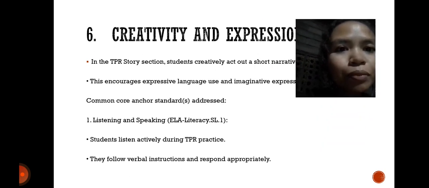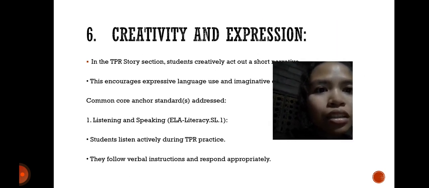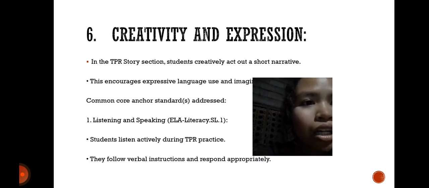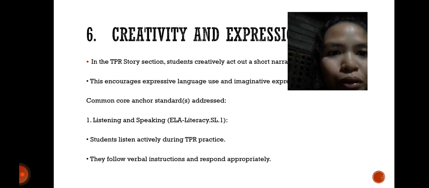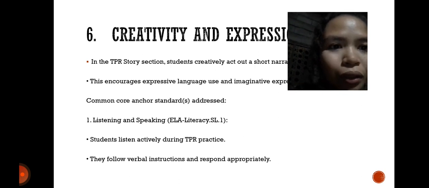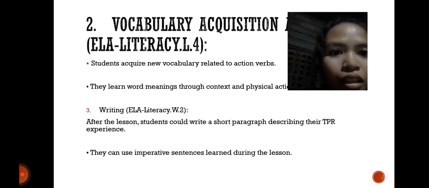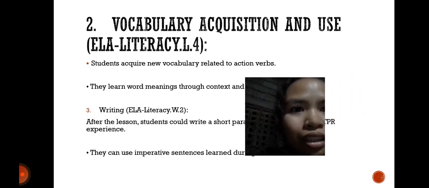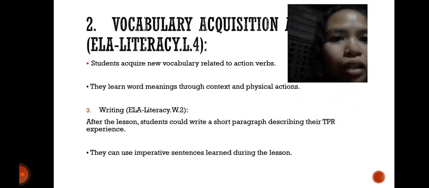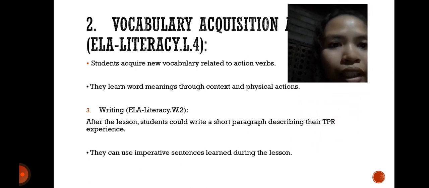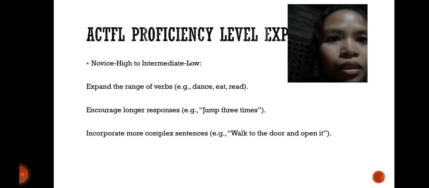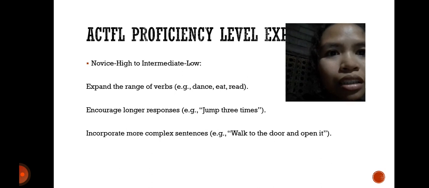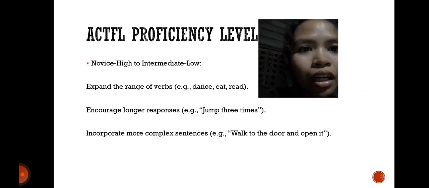Creativity and expression: you will creatively act out a short narrative. Students will listen actively during TPR practice. For vocabulary acquisition and use, students acquire new vocabulary related to action verbs. And we have writing. For the proficiency level expected in ACTFL: novice high to intermediate low.